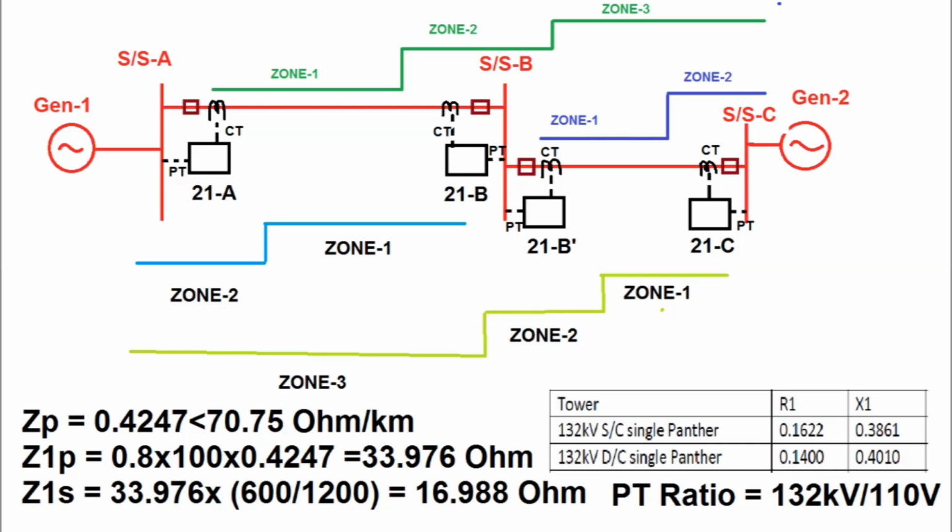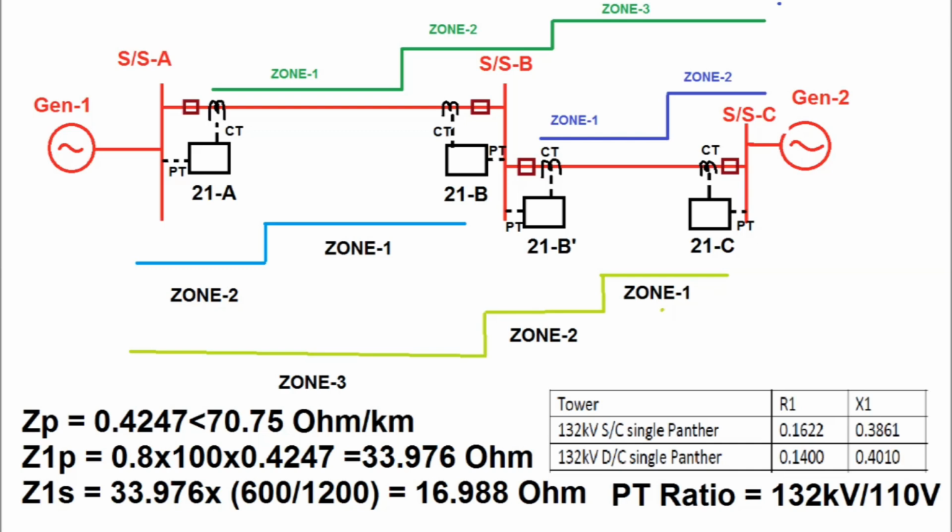So the primary impedance, that is ZP, is equal to root over of R1 square plus X1 square, which comes as 0.4247 at an angle of 70.75 ohm per kilometer. So per kilometer, the value of the impedance in terms of the primary value is 0.4247.